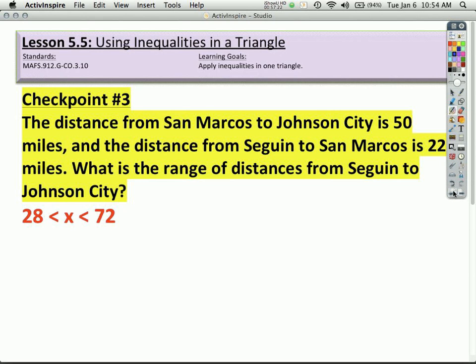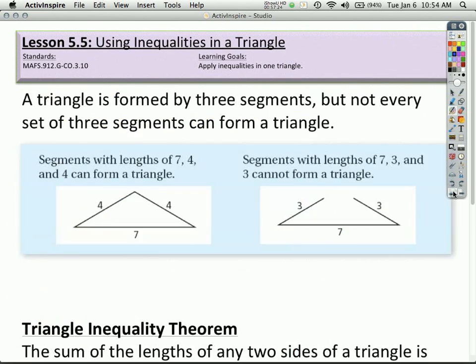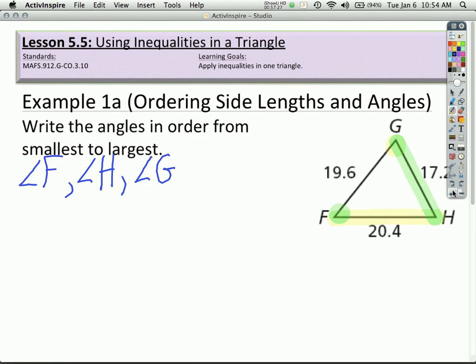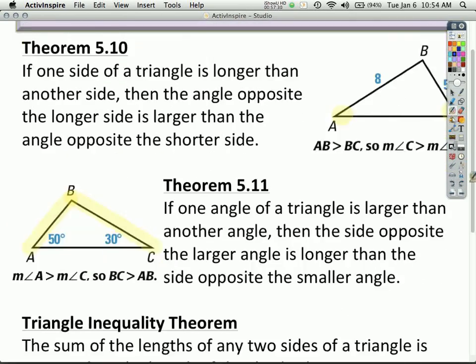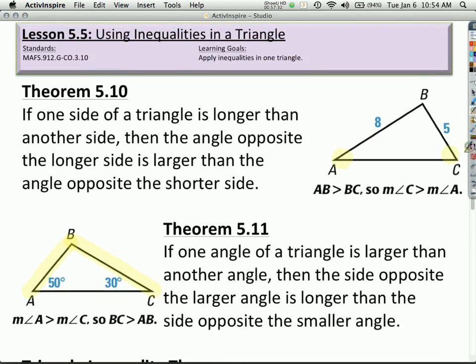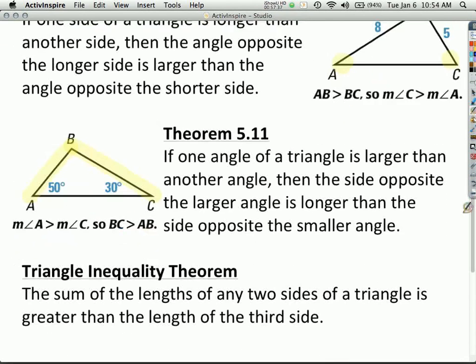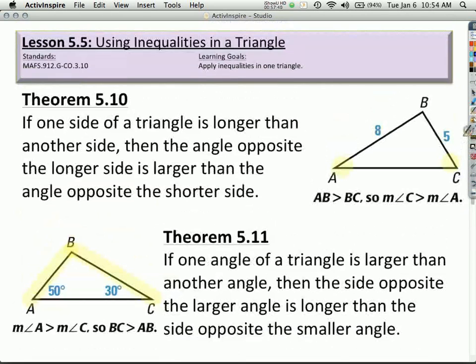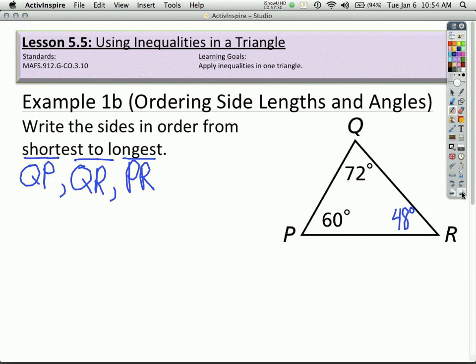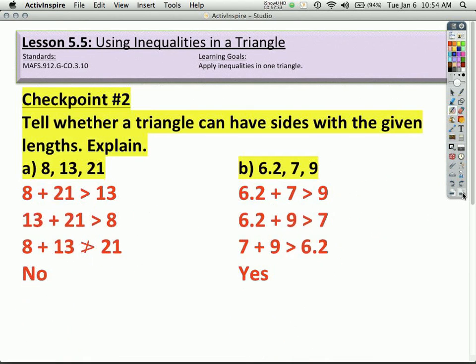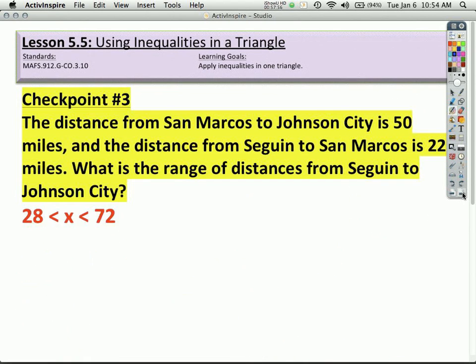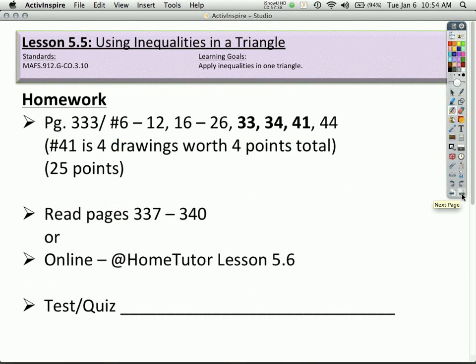Anything at all? So today we explored these three theorems. We really kind of looked at theorem 5.10 and 5.11 together because one's the converse of the other. And then we used the triangle inequality theorem to prove whether or not three lengths could be a triangle or to find a range of sides when given two sides. Anyone have any questions about anything that we did today? Anything at all?